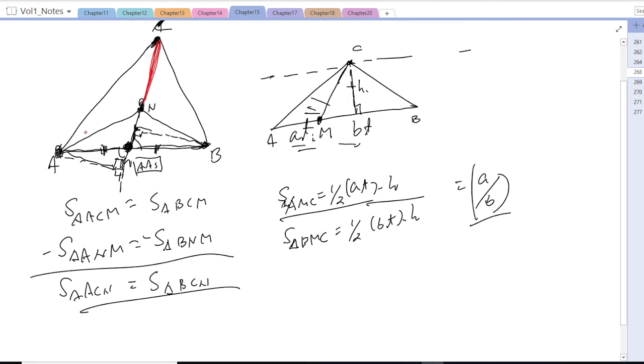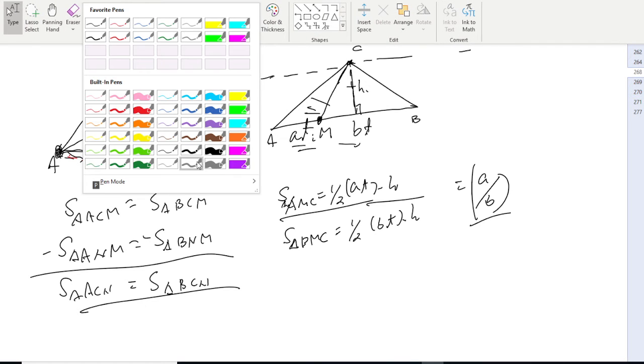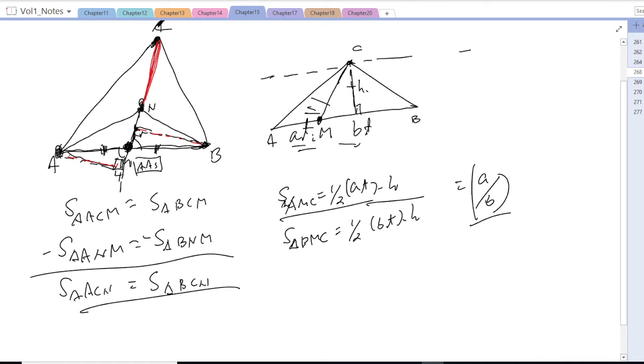The ACN is CN times this height, and the BCN is CN times this height, right? So these two heights are equal, so that's why the area is still equal.